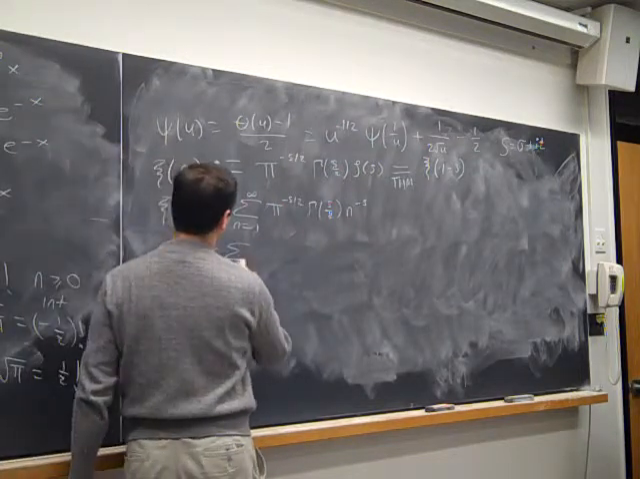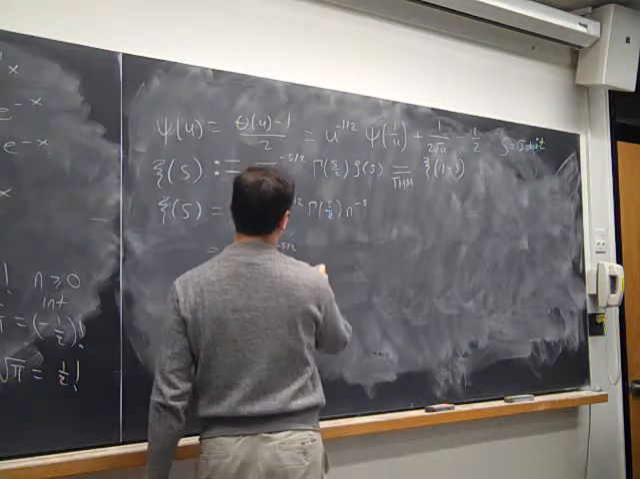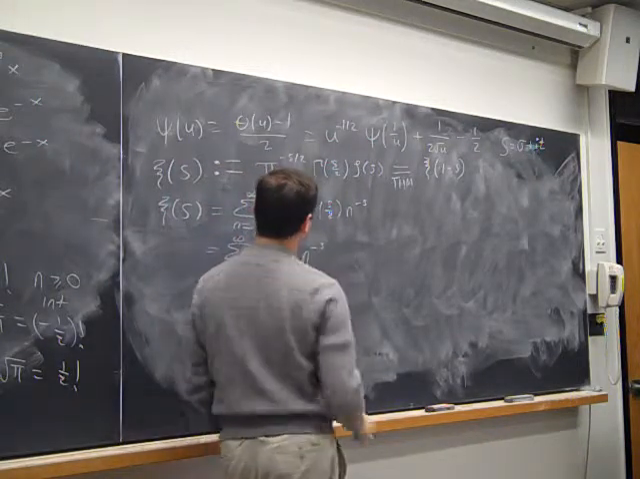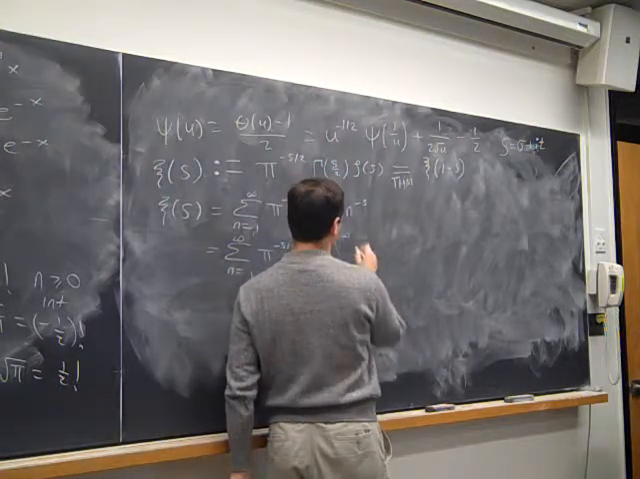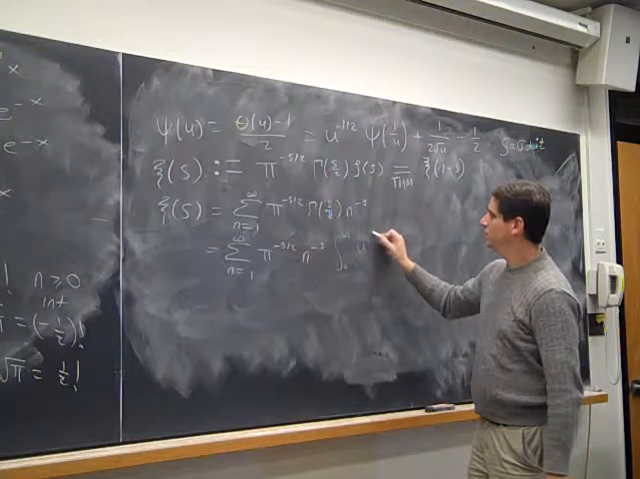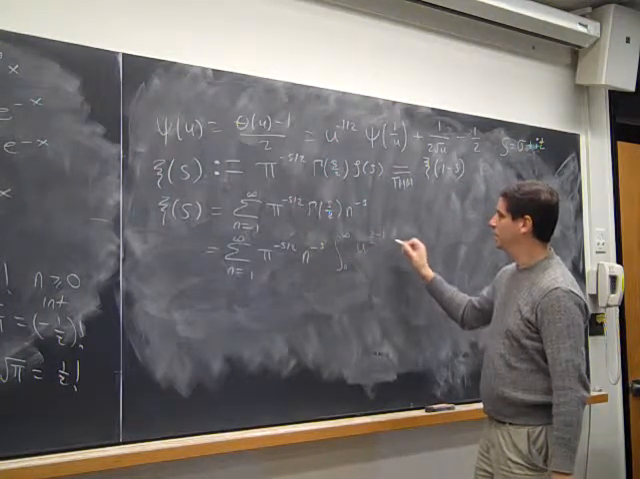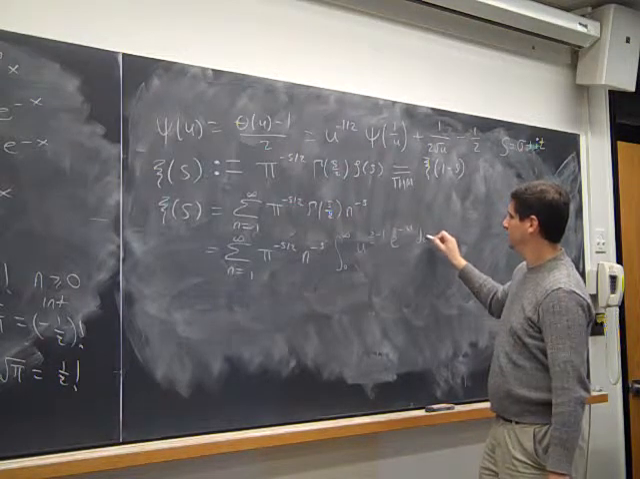So it's going to be the sum, n goes from 1 to infinity, pi to the minus s halves, n to the minus s. And now gamma of s halves would be the integral from 0 to infinity of u to the s halves minus 1, e to the minus u du.